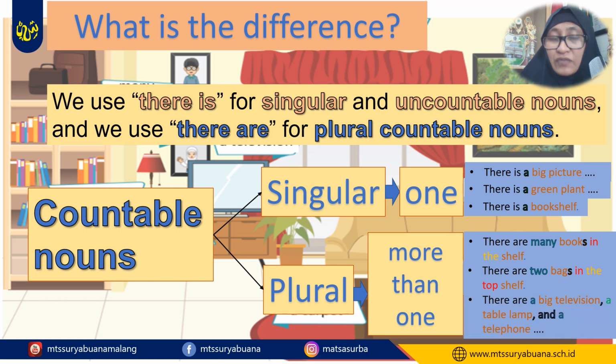There is a big television, a table lamp, and a telephone on the cabinet. See, look at the cabinet. Okay, there are 3 different things. Although there is only one television, one telephone, and one table lamp, because they are stated in one sentence, in a series of nouns, they are combined with a conjunction and. Okay?